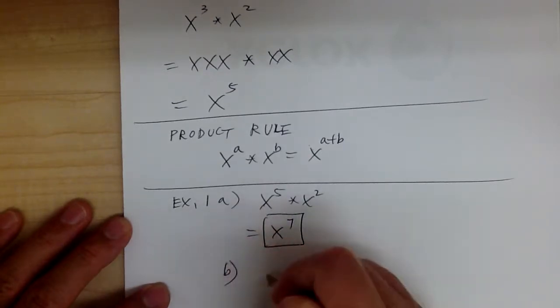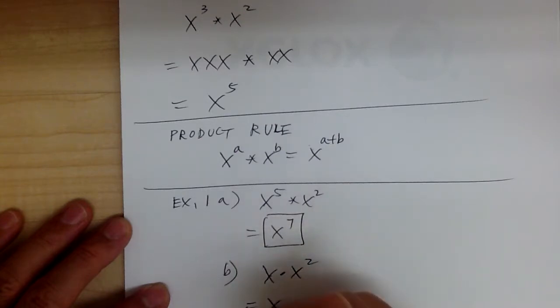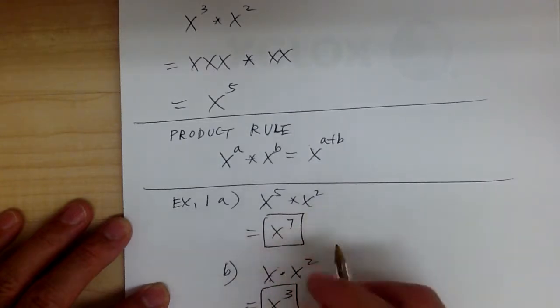Okay, let's go to b. You have x times x squared. So this is going to be x to the 3 because there's one x over here and there are 2 of them over here. So you're going to get a total of 3. So that's why it's cubed. So when you don't see a number up here, that means it's 1.